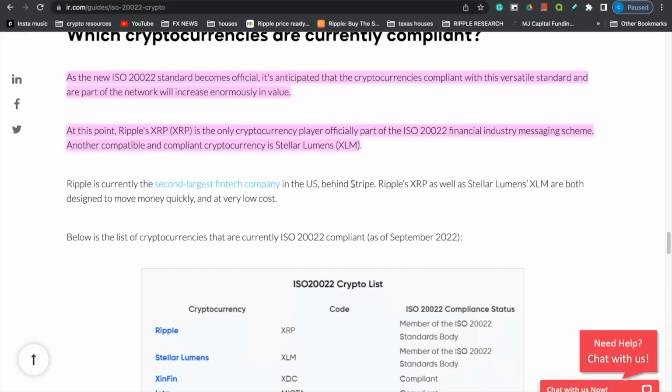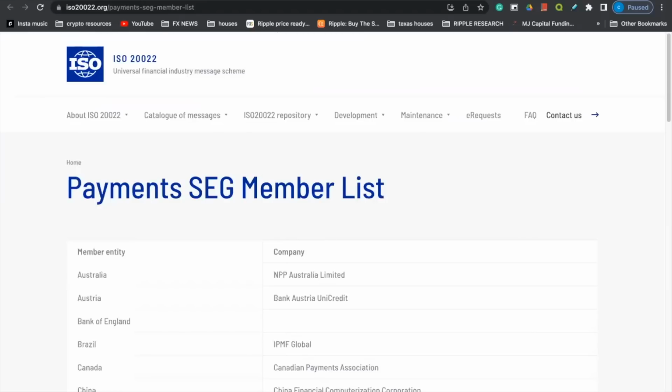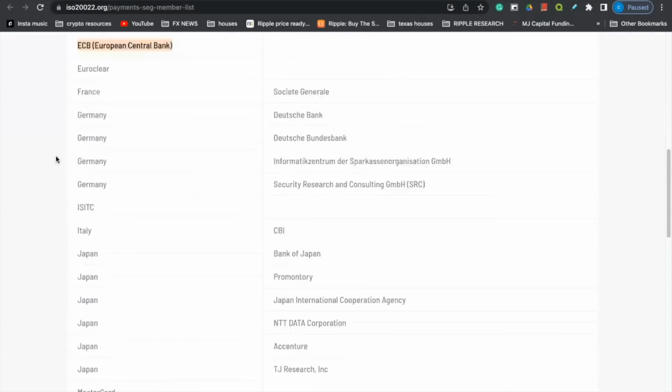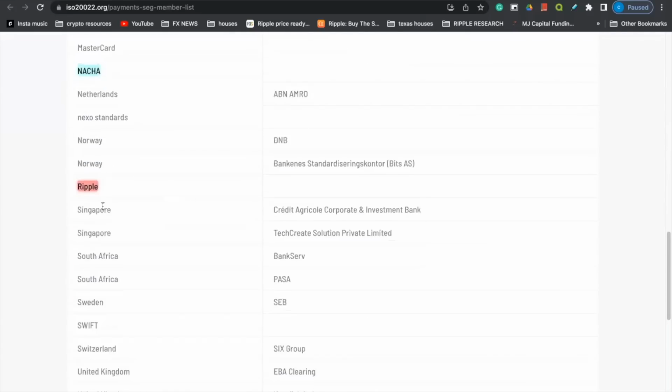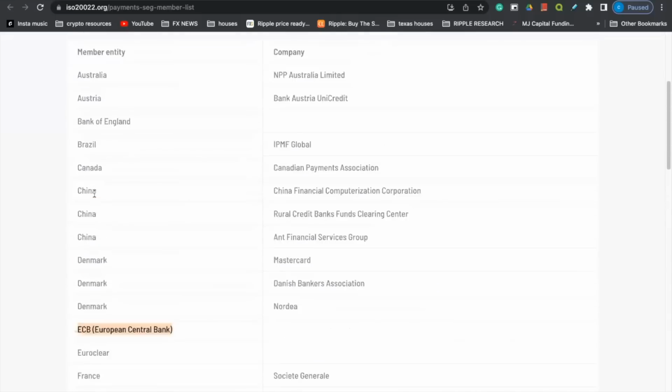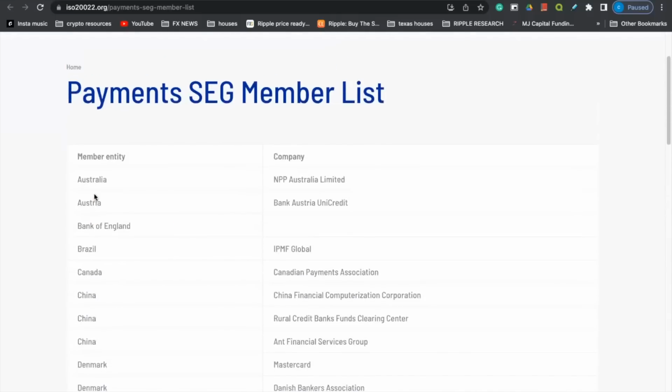That's not saying that there aren't other cryptocurrencies compliant with ISO 20022, but if we go over here to the payments SEG members list, ISO20022.org, you guys can go check this out. We do see that Ripple is the only cryptocurrency company mentioned on this members list. So this members list is going to play an extremely crucial part of today's video breakdown.